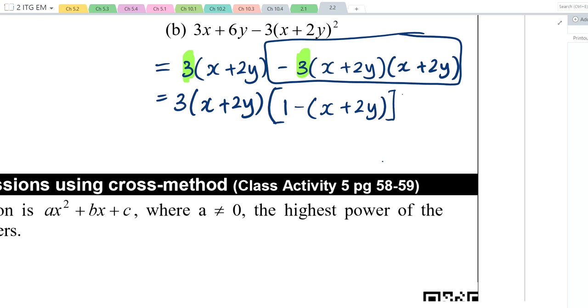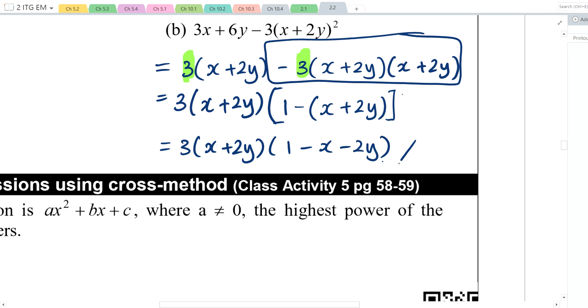Oh, do you want to put a 1 over here? Do you need to? No need, it's the same. 1 times something is still the same. Okay, so we shall remove that 1 over there. Now it is time to expand the brackets inside. So I have 3 times of x plus 2y, 1 minus x, plus or minus? Plus or minus 2y? Minus 2y. Done.